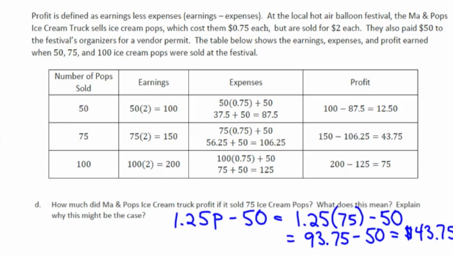Since this profit is a positive number, this means that they actually earned $43.75. So unlike the previous situation where they lost money by selling only 20 pops, they actually earned a profit and made money.